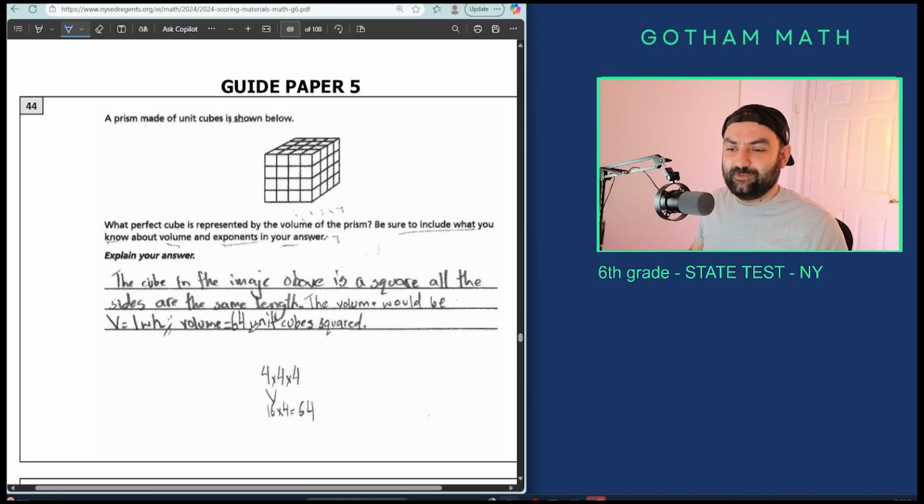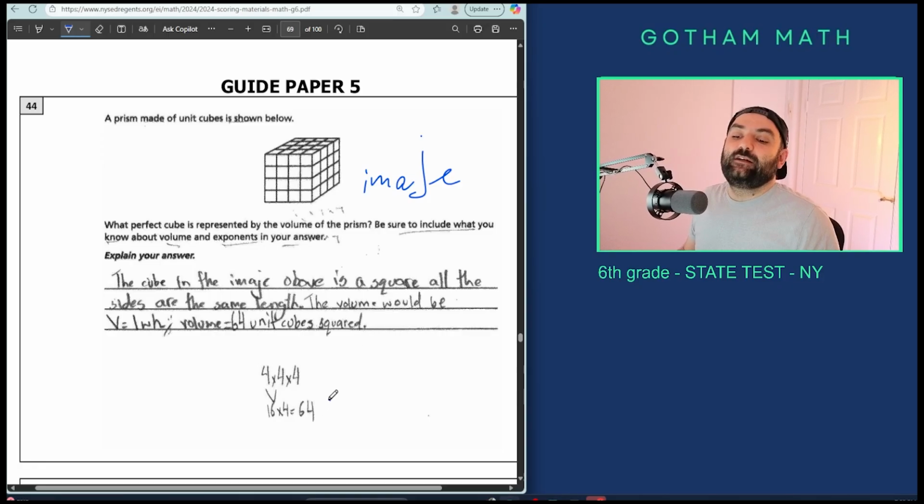Hold on one second. 64 unit cubes squared? Yeah. That's some extra words. 4 times 4 times 4? Their grammar is also incorrect. And they didn't even spell image the right way, I think. Oh, you think it's image like this? That's how they spelled it? I don't know. Yeah, that doesn't exactly matter.